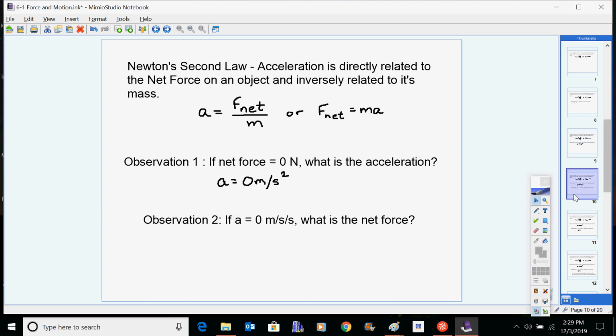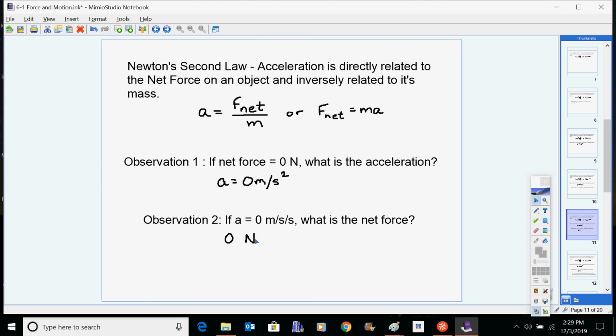We have more observations to talk about. Second observation, you need to write down observation 2. I didn't put this on here for you. So if acceleration is 0, how much is the net force? 0. Also 0. So they go hand in hand like this.